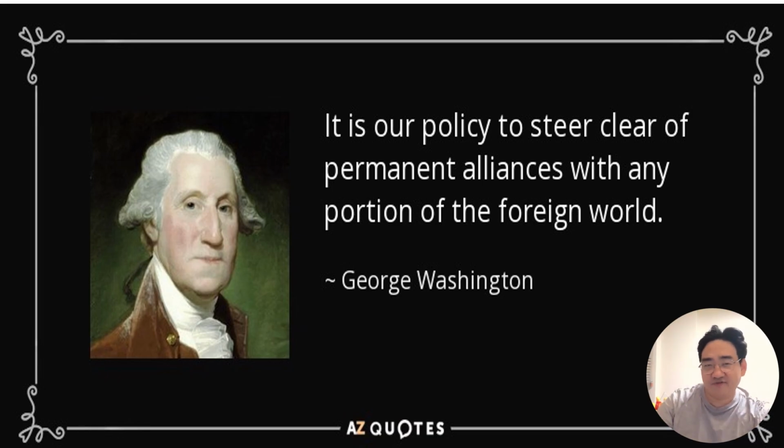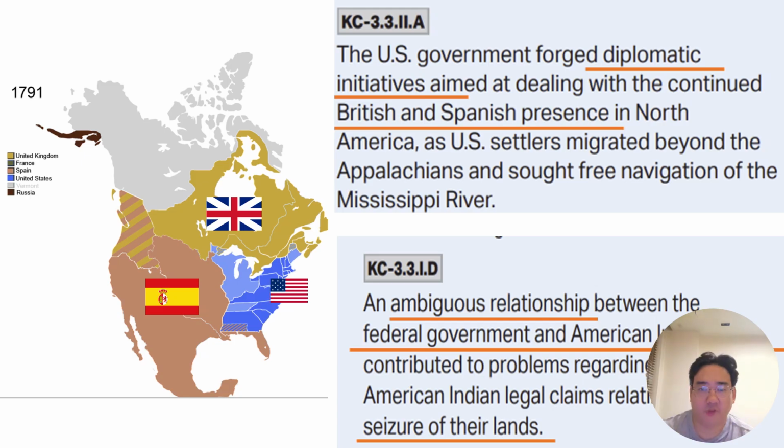So when you were watching the video, I hope you noticed how pissed off George Washington was, and how angry Thomas Jefferson was when America wouldn't side with France. Washington in this quote says, "It's our policy to steer clear of permanent alliances with any portion of the foreign world." So this is a prime example of neutrality. I want you to take a second, pause the video, read the two key concepts.